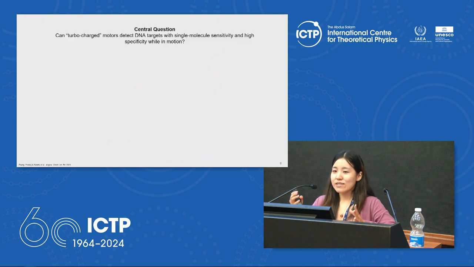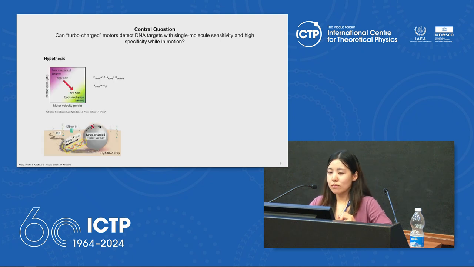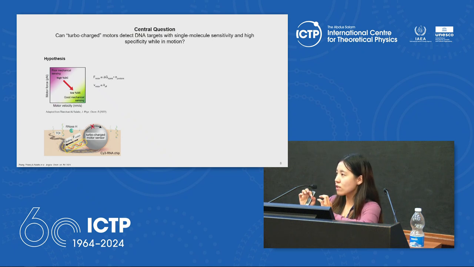Next, we wondered: can turbocharged models act as mechanosensors, so detect DNA targets with high sensitivity and high specificity while they are moving? According to our past modeling, low force generation coupled with high speed is the ideal combination for DNA models to be good mechanosensors.